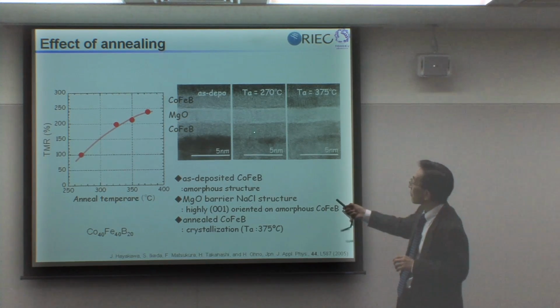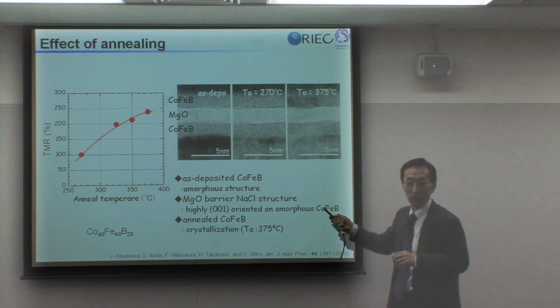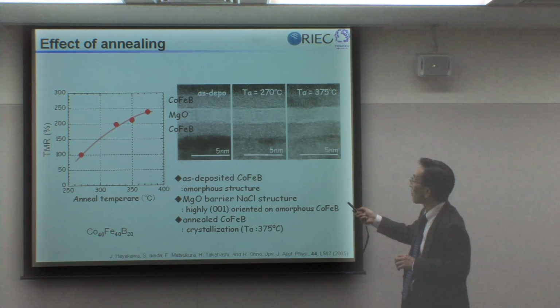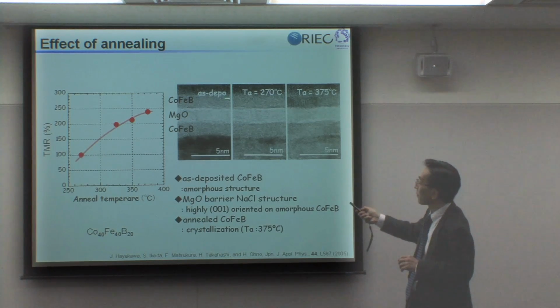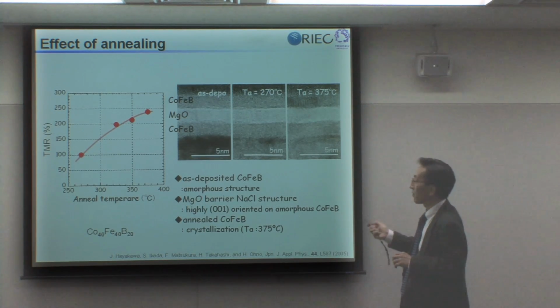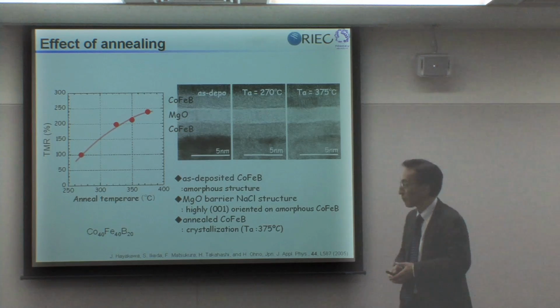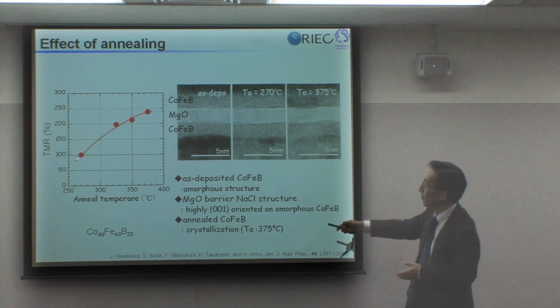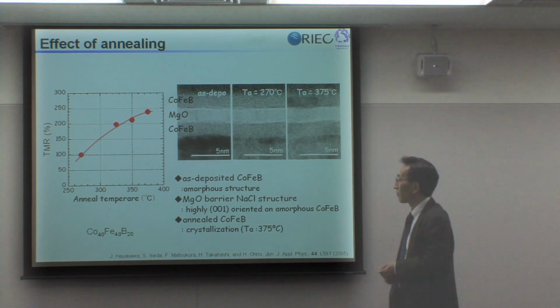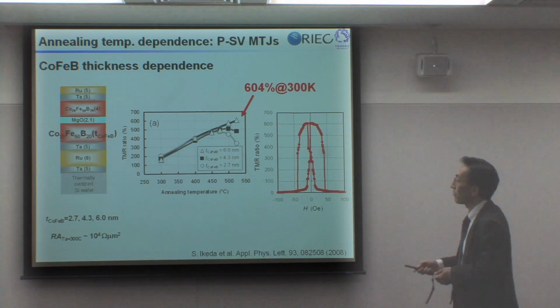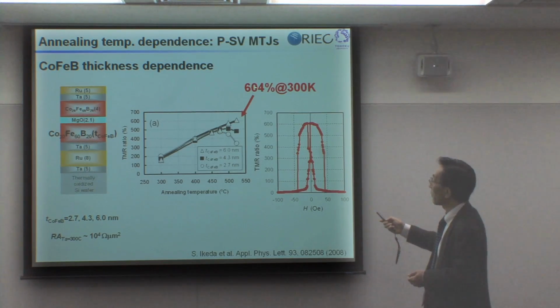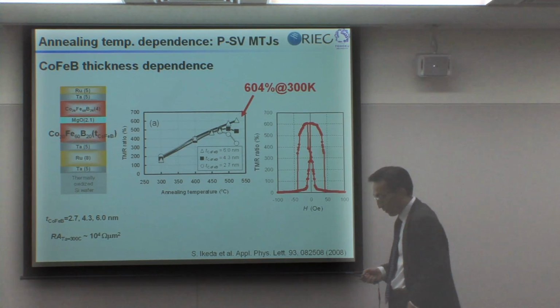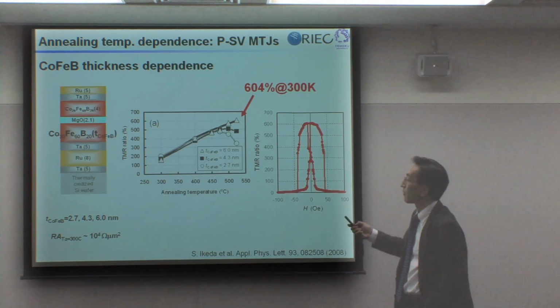And if you anneal it, this solid state epitaxy takes place, which means that the amorphous cobalt iron boron crystallizes from this boundary, and eventually at high temperature it crystallizes in the structure that you wanted. And you can see that along with this crystallization, the TMR ratio increases. And this is how we achieved the highest single barrier MTJ value to date.